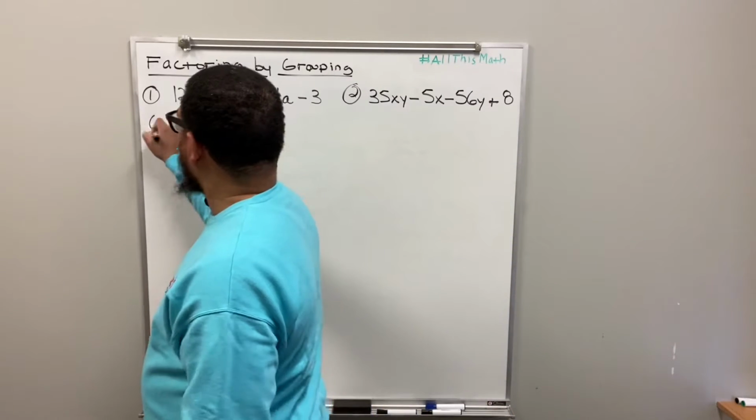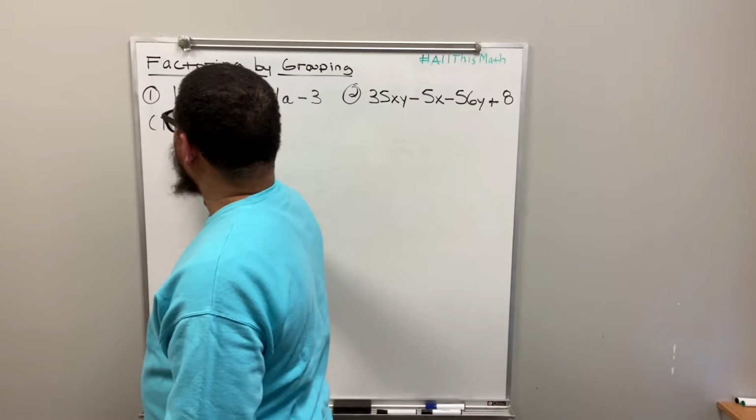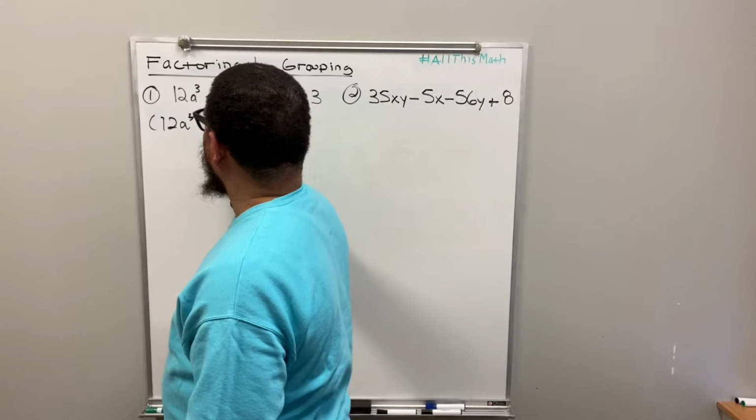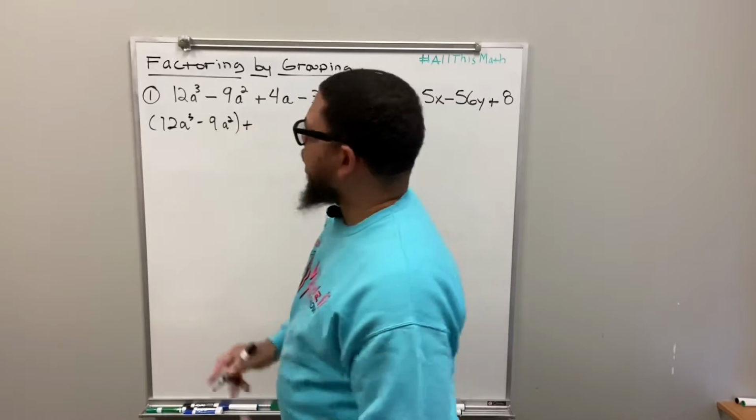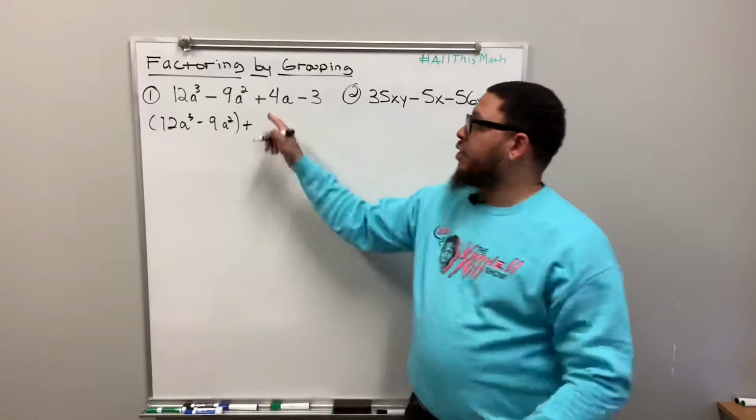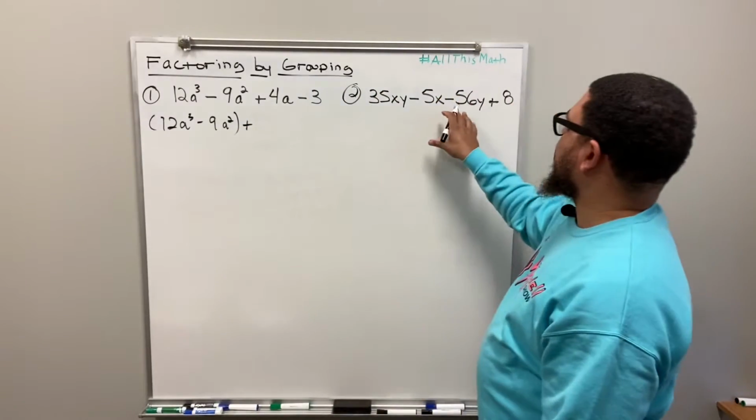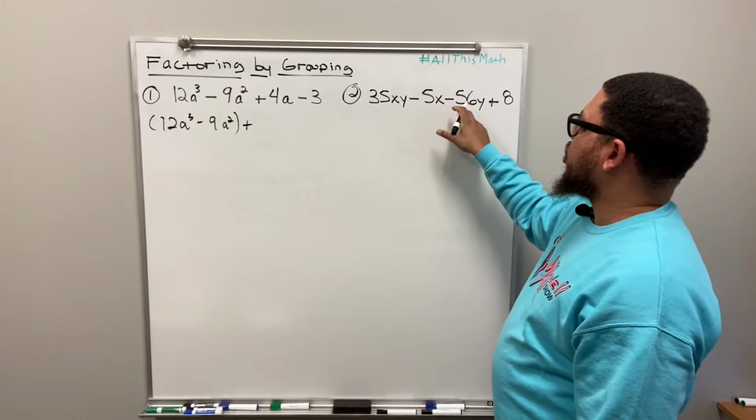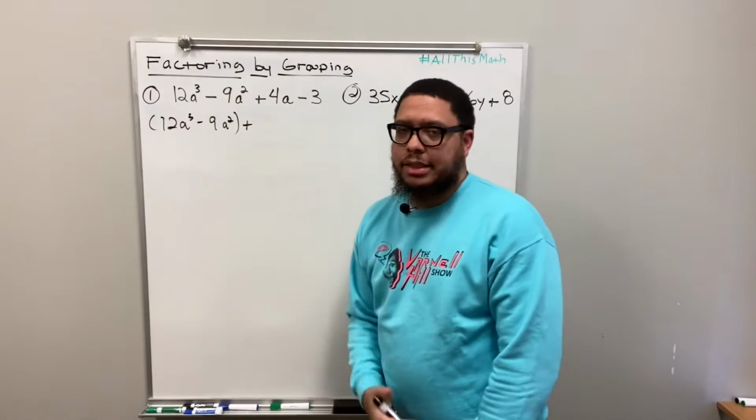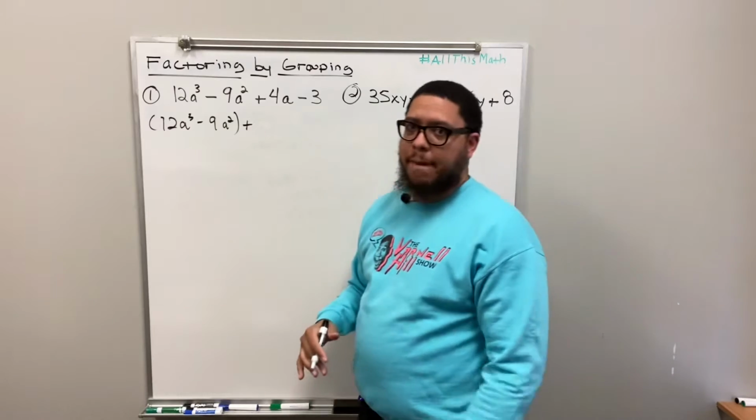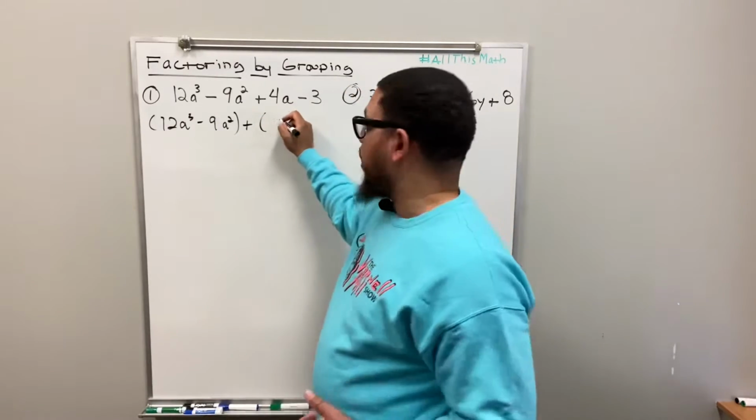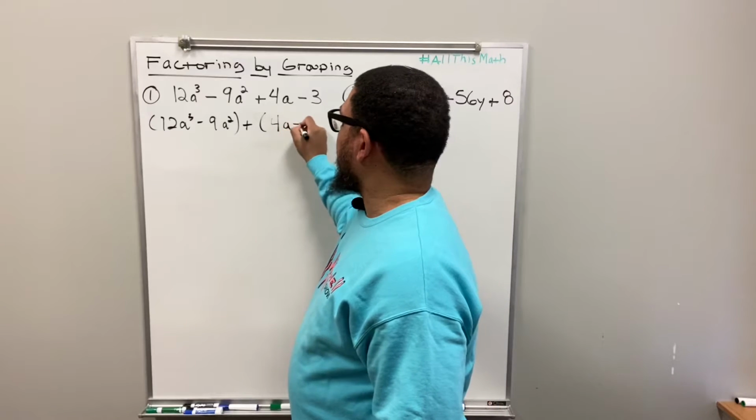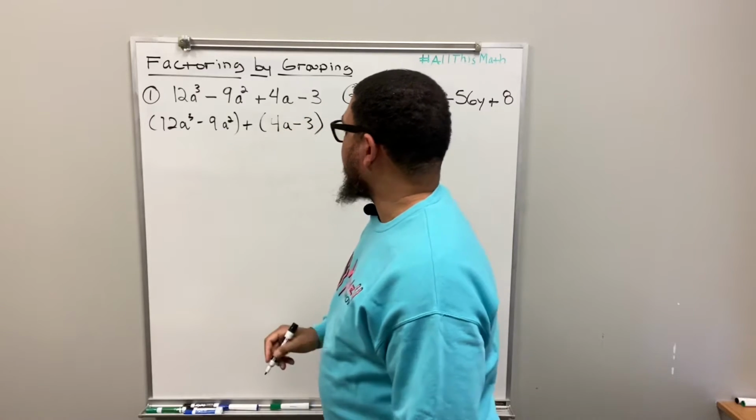So I'm going to have 12a to the third minus 9a squared, and then that's plus 4a minus 3. I always like to put a plus sign when I factor by grouping, even if this was a negative, like in this expression over here, number 2, this third term is a negative. I still like to set it up with a plus sign in between my 2 groups. You don't have to do it like that, but that's how I like to do it, right? So then we got plus 4a minus 3, okay?